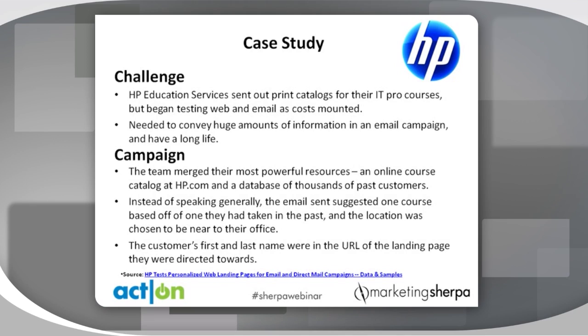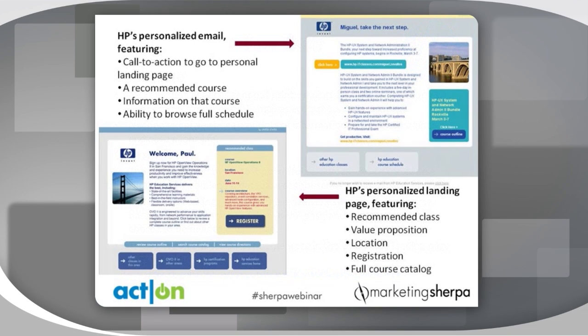So HP Education Services used to only send out print catalogs to advertise their IT Pro courses, and they wanted to test out email, so they found a way to get more personal by sending out personalized messages. Here are some of the factors that they used when they personalized. Instead of talking about HP's classes in general, the creative in the email recommended just one single course to the recipient, carefully selected to meet their individual needs based on the courses they've taken before.